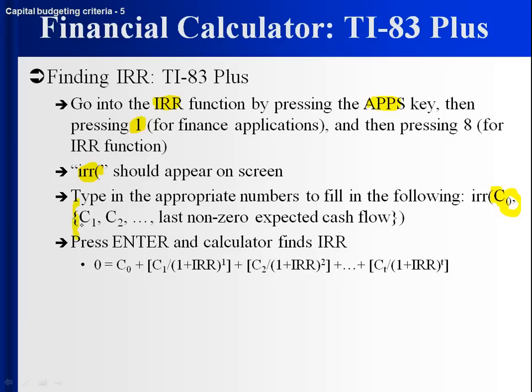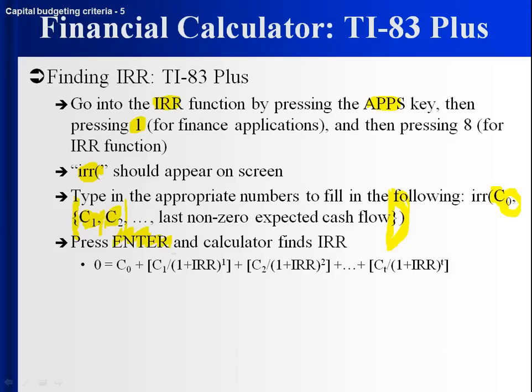Then you give it the brackets, which is by hitting second and then the open parentheses button. And so we're telling the calculator, okay, now we're going to give you the rest of the cash flows. So C1, comma, C2, comma, C3, all the way out to the last cash flow. Then you close it up with the brackets by hitting second and then close parentheses. Then you hit the close parentheses to say, okay, I'm done giving you cash flows. I'm done with the information. Give me the IRR. You hit enter.